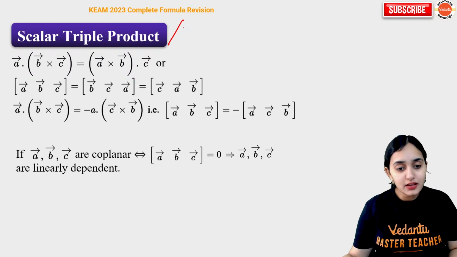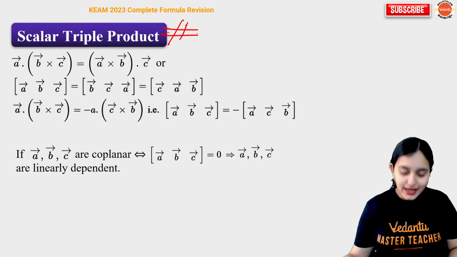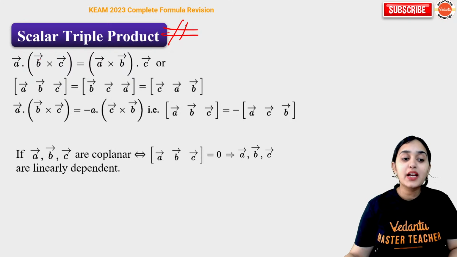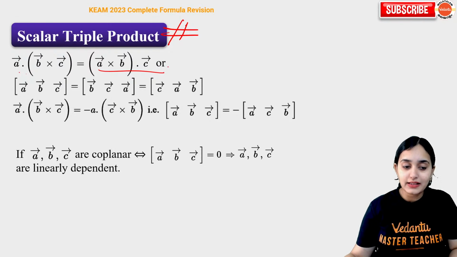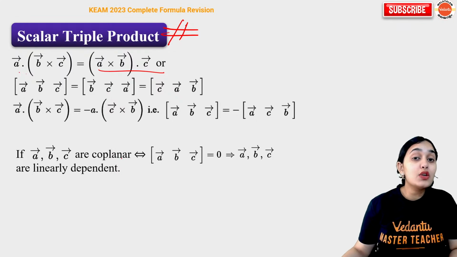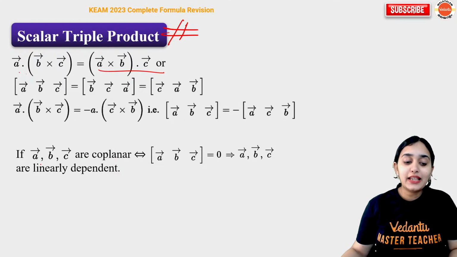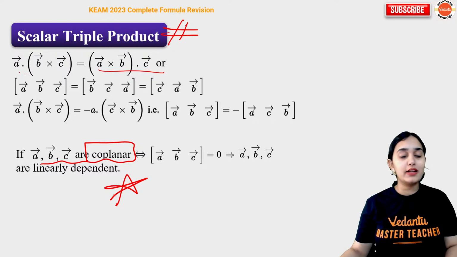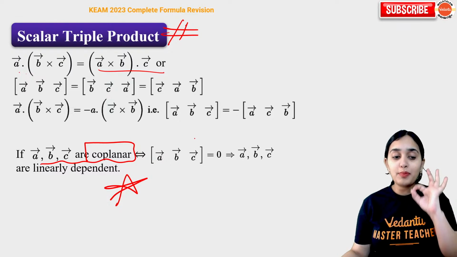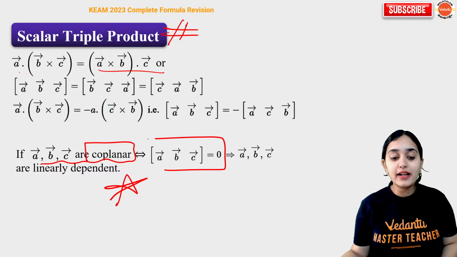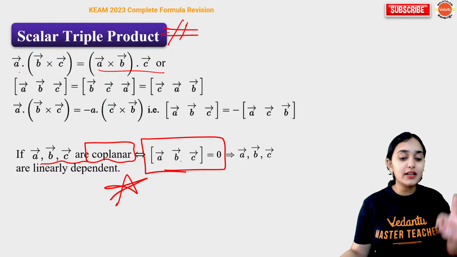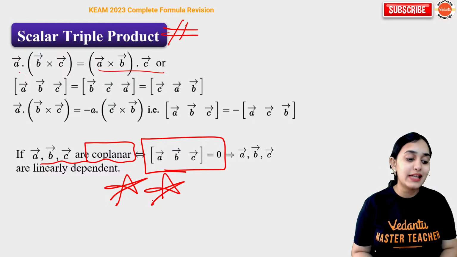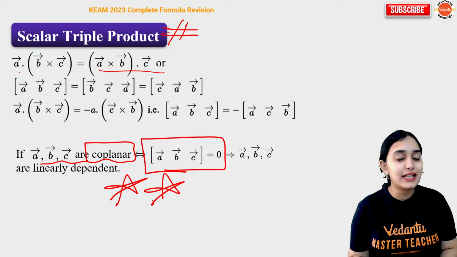Scalar triple product, good formula asked and used in KEAM exam. A dot B cross C is same as A cross B dot C. Now it is used to prove three vectors are coplanar. Important concept. If they are coplanar, scalar triple product is 0. Please remember, this is an important concept asked many times.